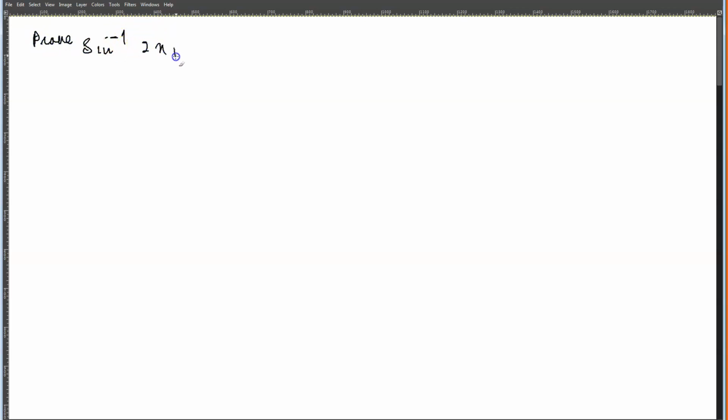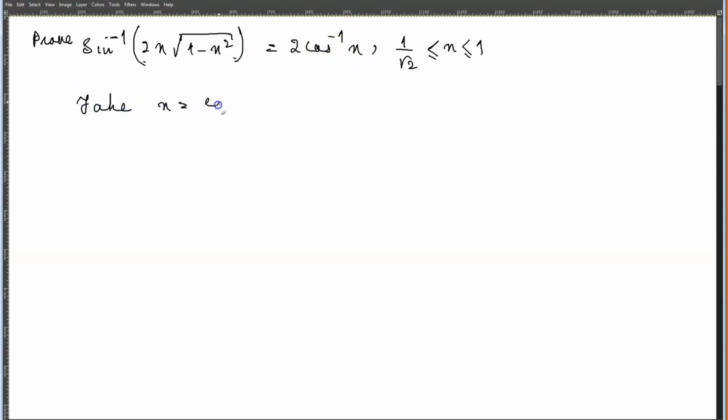of 2x times the square root of 1 minus x squared is equal to 2 times cos inverse of x for 1 over square root of 2 less than or equal to x less than or equal to 1. So again, you can take x as cos of theta. If you take x as cos of theta, that means that theta is the same thing as cos inverse of x.